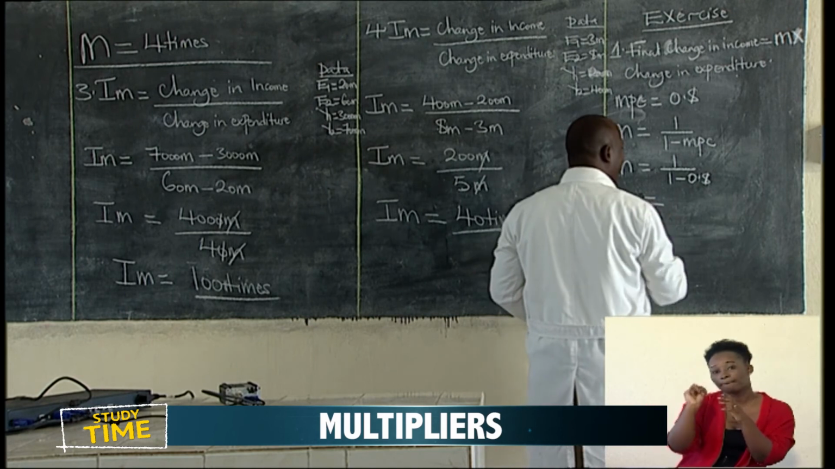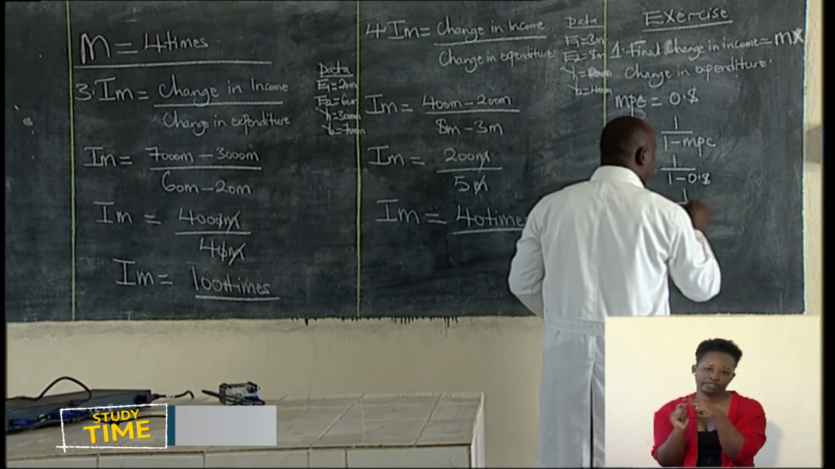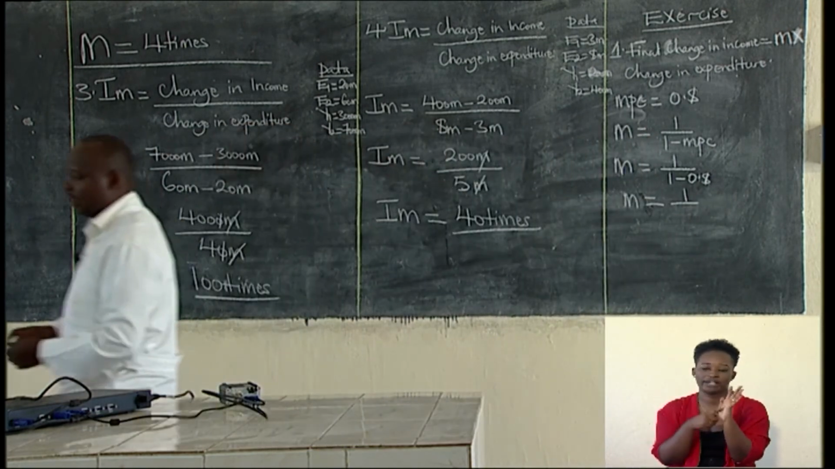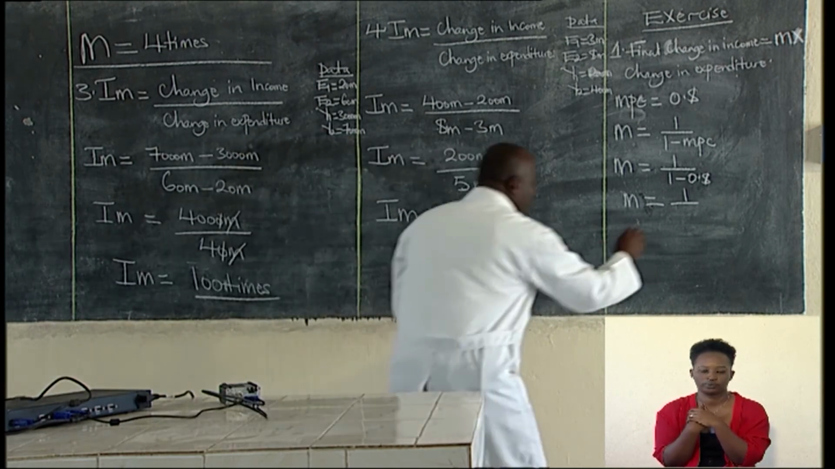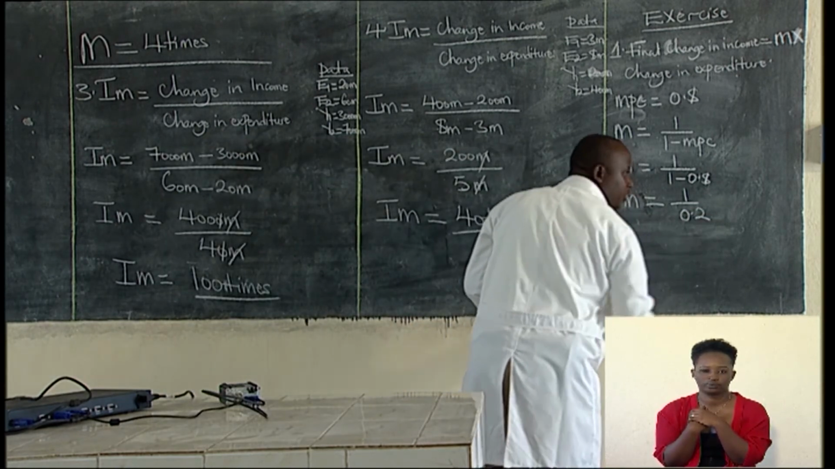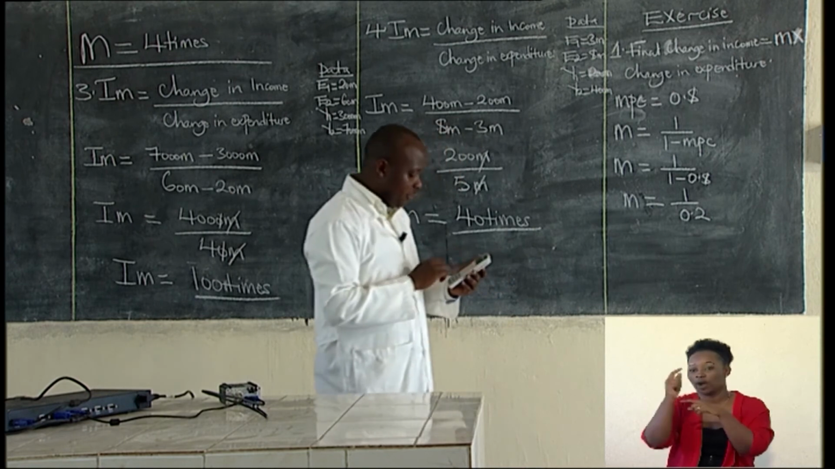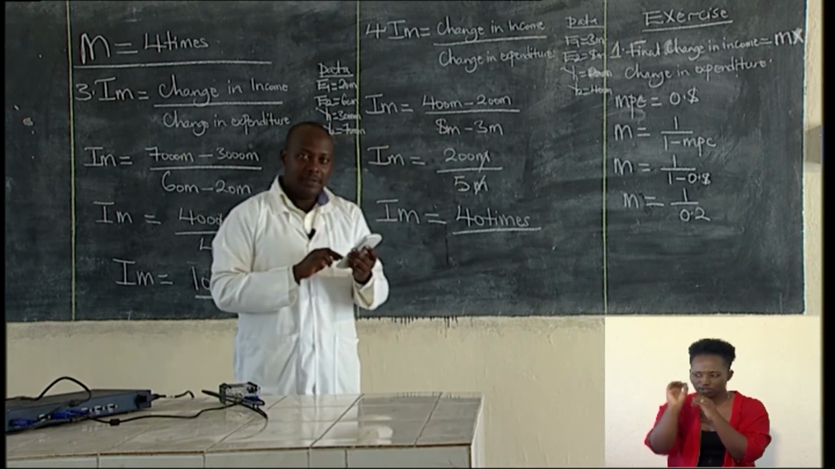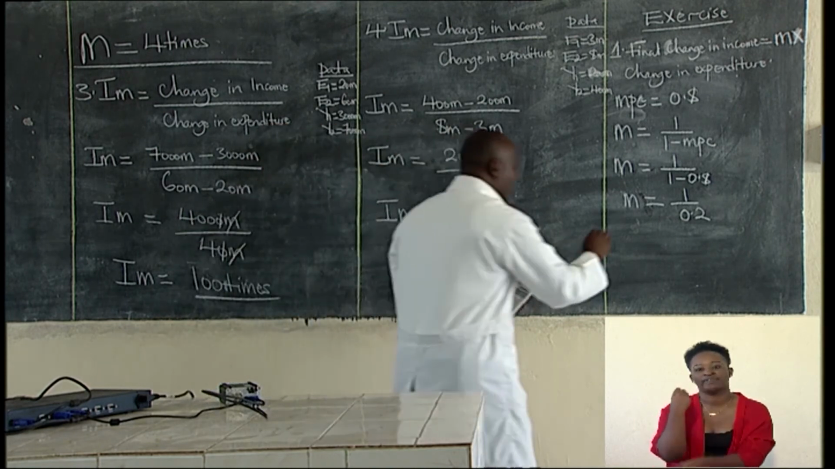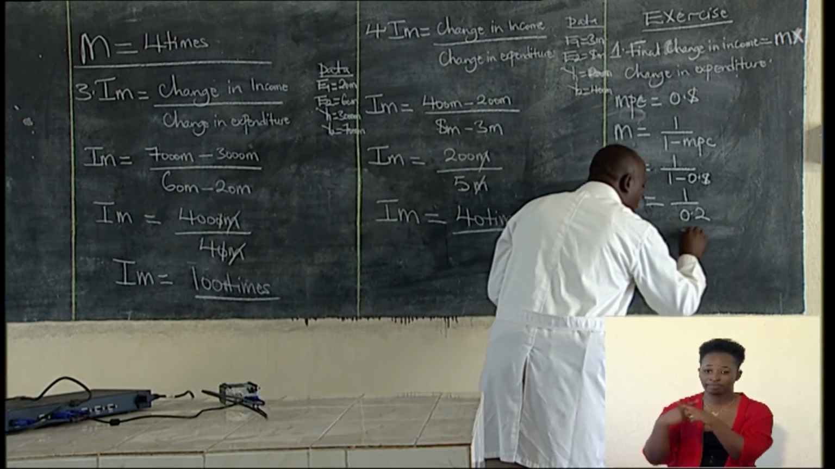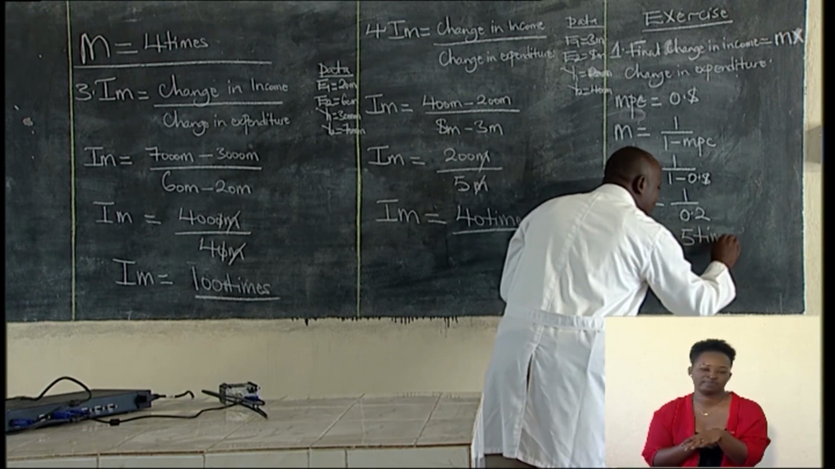Now, our multiplier is equal to, if you get 1 minus 0.8, join me to calculate these, learners. 1 minus 0.8 will give you 0.2. 1 divided by 0.2 will give you 5. Now, our multiplier is equal to 5 times.